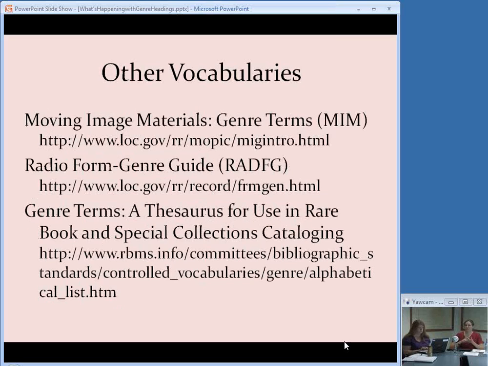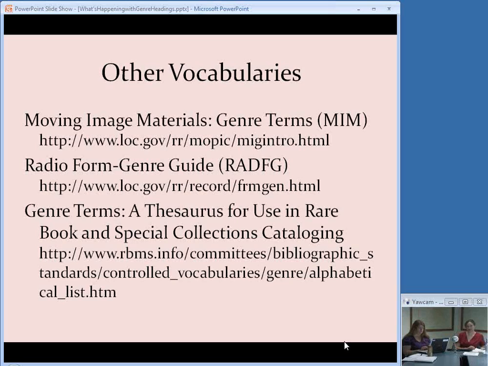There's the Moving Image Materials thesaurus, which is maintained through the Library of Congress. They're out there, the Radio Form Genre Guide. Again, these are very specialized types of vocabularies. They're not as all-purpose as you might think the Library of Congress one will eventually be. And there are ones used for rare book cataloging. So these are out there, and I should mention all of these links are available for free, so you can get access to these terms.